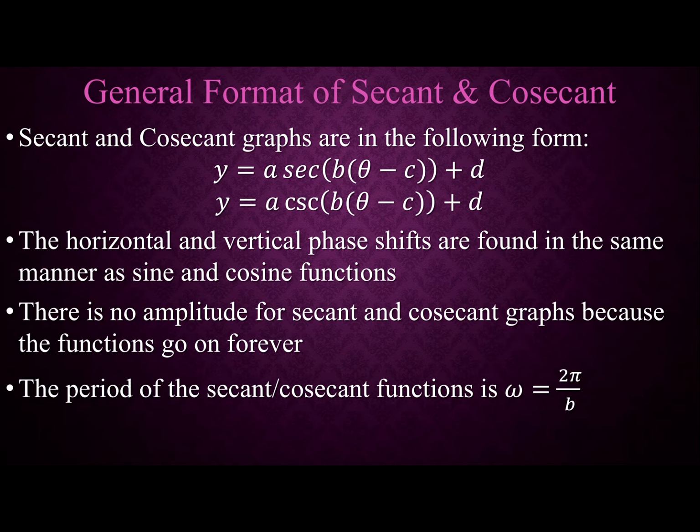Because they're based on sine and cosine, you'll find that while they say SEC for secant and CSC for cosecant, the horizontal phase shifts are found in the exact same manner as sine and cosine. There is technically no amplitude for secant and cosecant graphs because they go on forever. We will still identify an amplitude based on the sine and cosine as we get the coordinate points, but there's technically no amplitude for secant and cosecant. And the period is like sine and cosine, 2 pi over b.